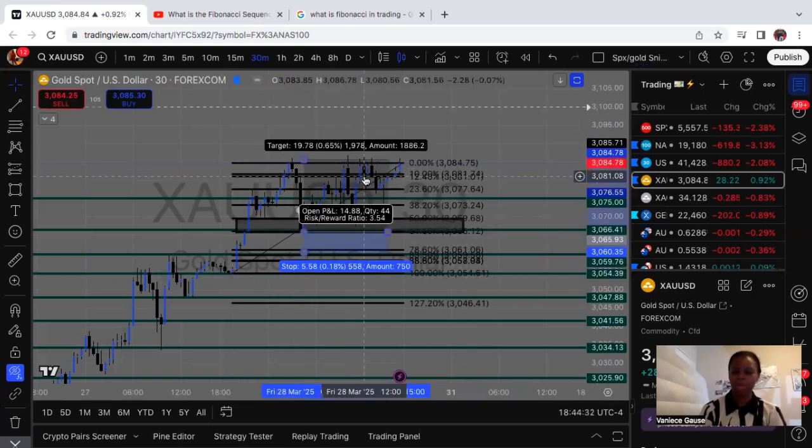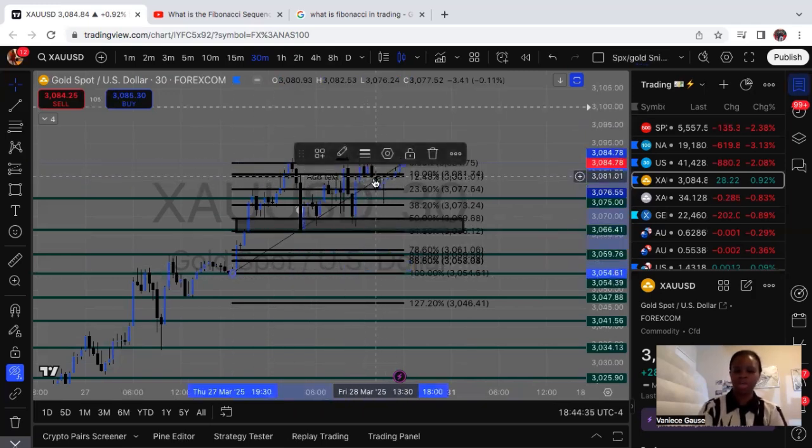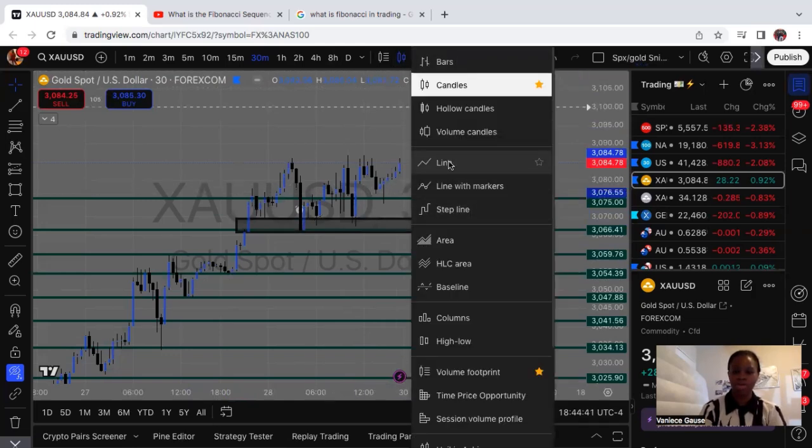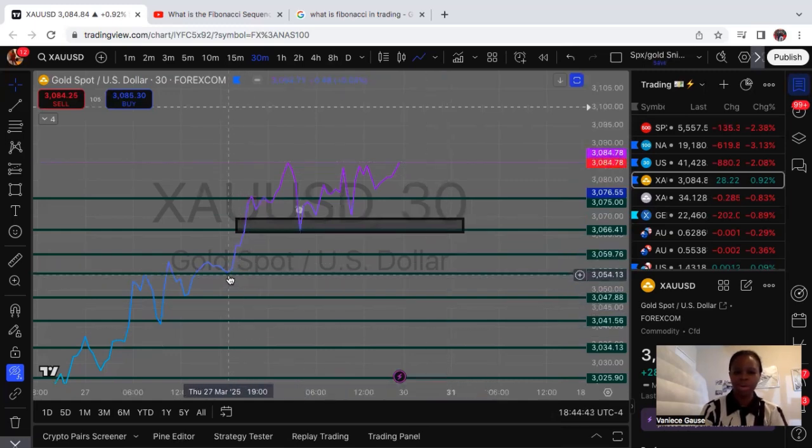And then say you wanted to see the market a lot better, you could also go like this and change it to the candlesticks. Sorry, the line. And then you would know where the market was going, just like that. So you have your low point to your highest point here. That's why I chose to do that fib.